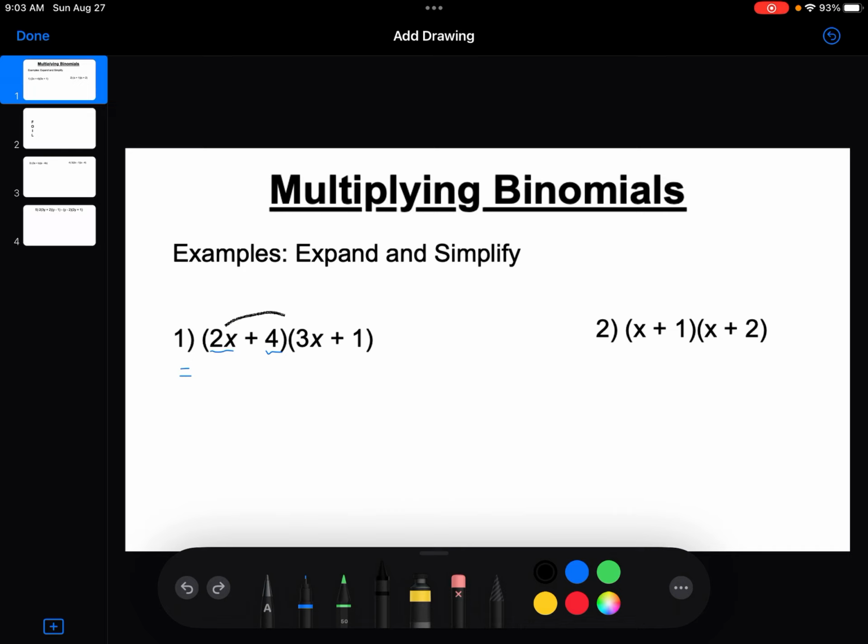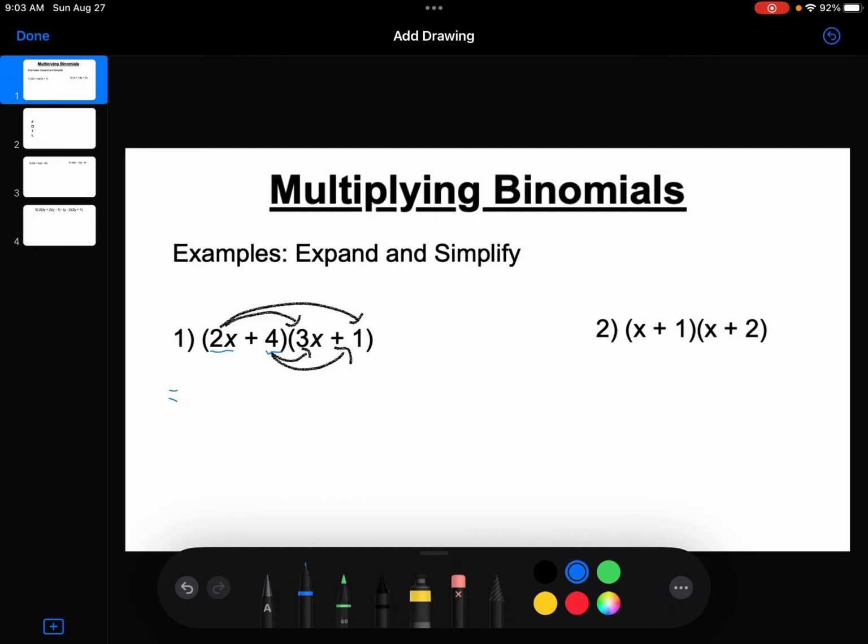But with the binomial, what we need to do is multiply this value in here, and then multiply this value in here. Okay, so when we're working through this, we're going to do the 2x first. Sometimes you can do these things all in your head, but for this, I'm going to expand it all out and show you all of the steps.